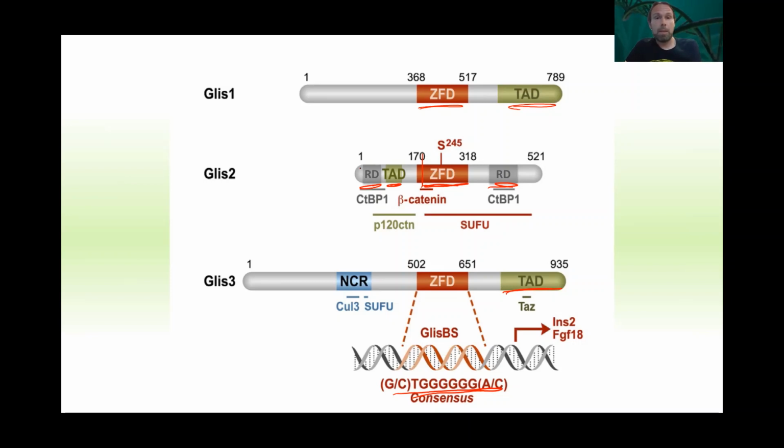proteins. And again, to be a domain, if I take my GLIS1 protein and cut out this zinc finger domain from the rest of the protein and put it into a cell, it's going to bind DNA. So the domain can work independently of the rest of the protein.